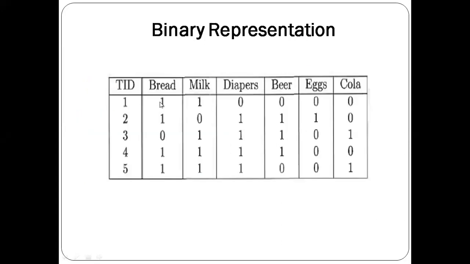In the first transaction, the first row is represented as a vector, and the attribute will be set to 1 if it is present in the transaction. Bread is present in the transaction, so it is set to 1. Milk is present in the transaction, so it is set to 1. But diapers, beer, eggs, and cola are not present in the first transaction, so they are set to 0. This is the binary representation.